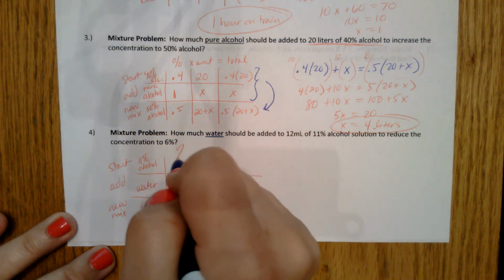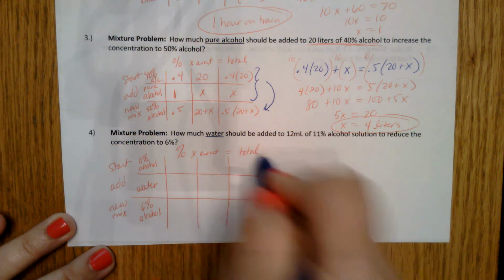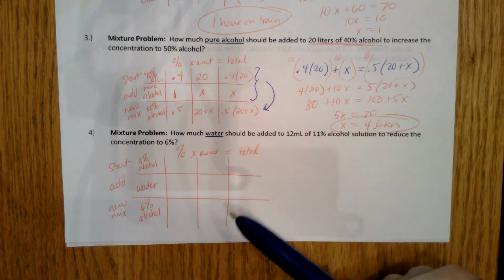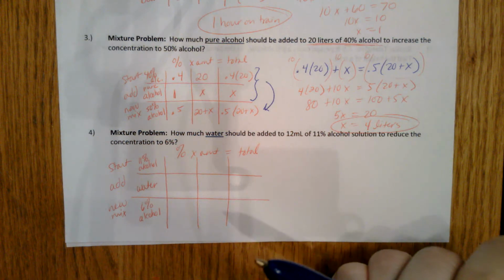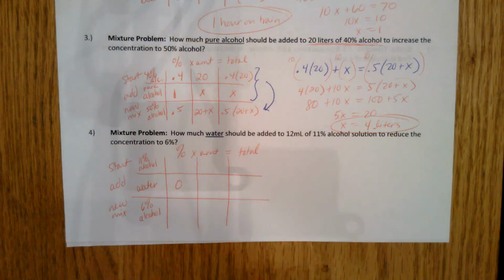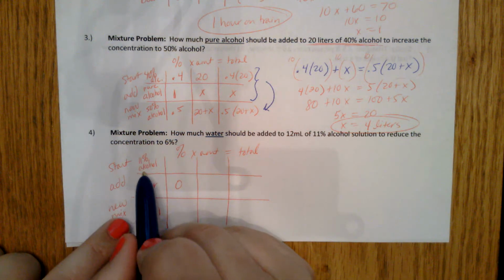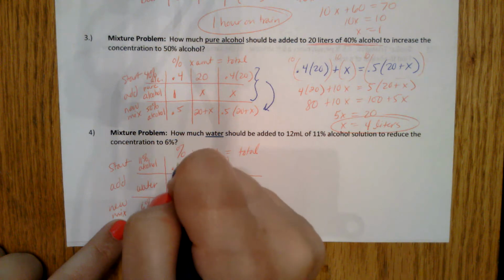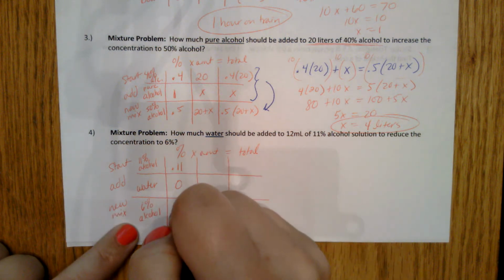All right, and we got percent, and we have the amount, and it equals a total. So let's talk about this. What is the percent of alcohol in water? Well, there shouldn't be any. What is the percent of alcohol in an 11% alcohol solution? It would be 0.11. What's the percent of alcohol in a 6%? That would be 0.06.